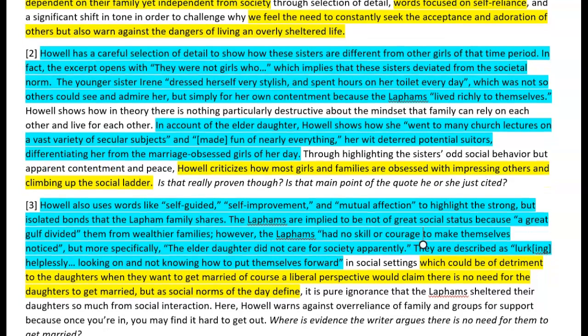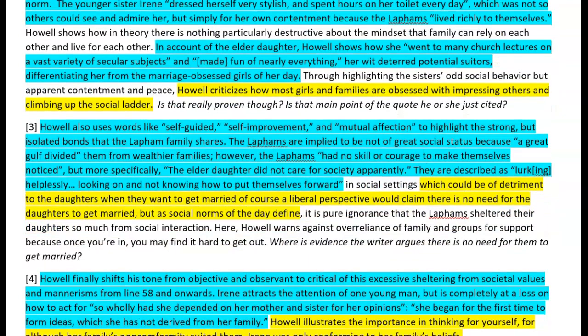And then when you look down at the blue part that I've highlighted, you'll see that that is just a lot of text support. It's a lot of summary. And then this kid starts asserting that the author's criticizing how girls and families are obsessed with impressing others and climbing up the social ladder. And then in the yellow, this could be a detriment to the girls when they want to get married. Of course, a liberal perspective would complain there's no need for daughters to get married as the social norms of the day define. That's not in the text.